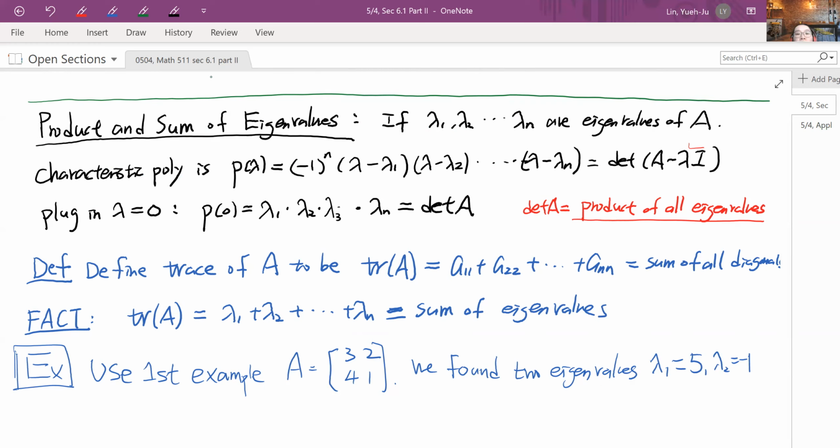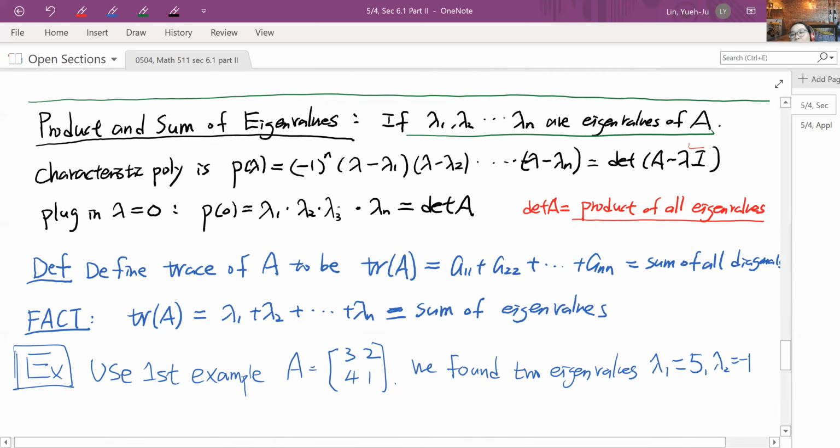Okay, so what does that mean? If you have, say, an n by n matrix and you have n eigenvalues, and when I say n eigenvalues, it includes the repeated ones, right? So you need to count the repeated ones separately. And if you look at the characteristic polynomial, because you know lambda 1 to lambda n are the roots of this polynomial, you can actually do the factorization.